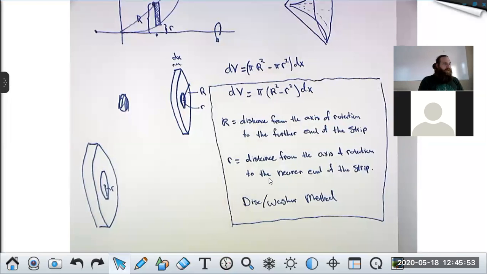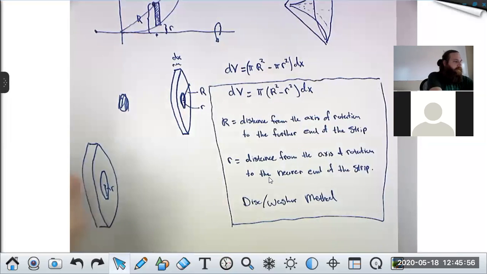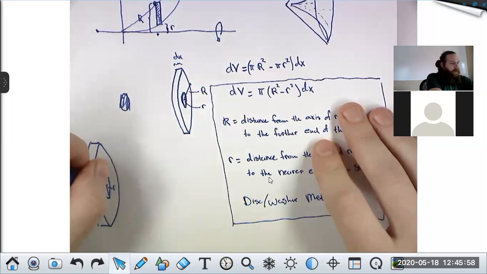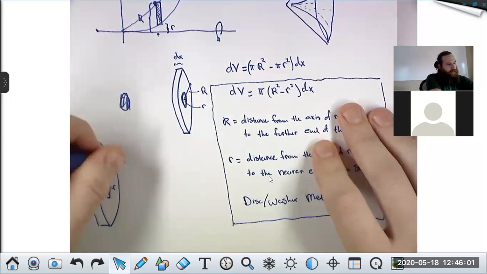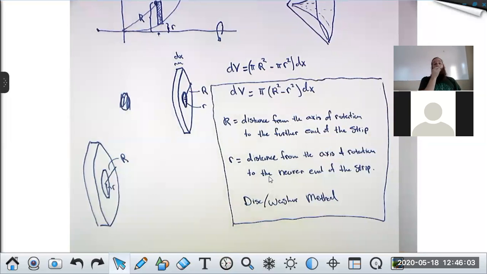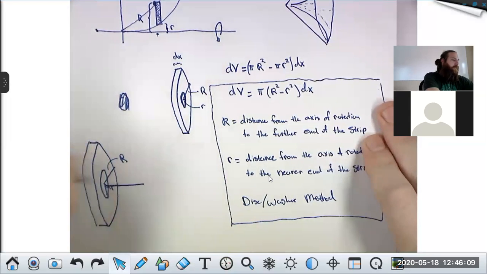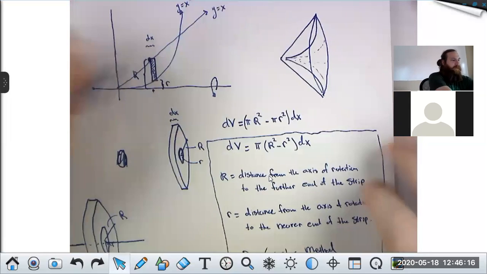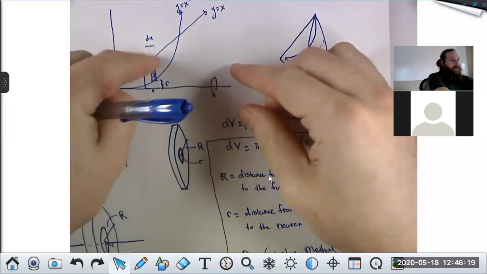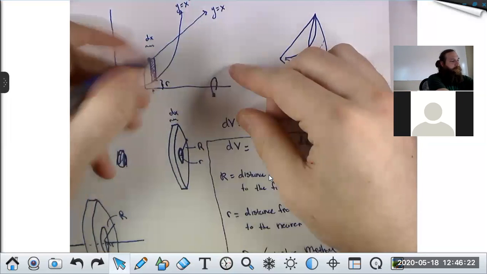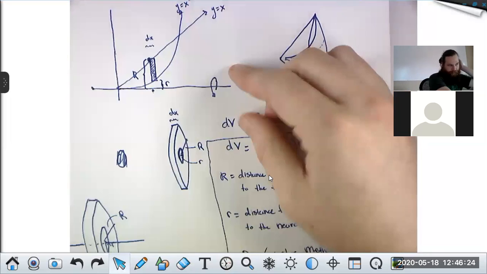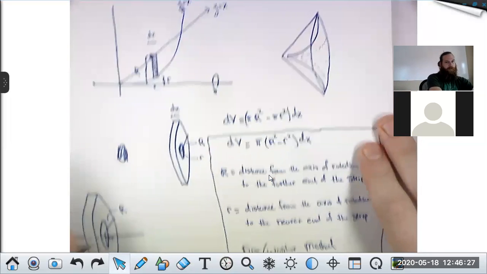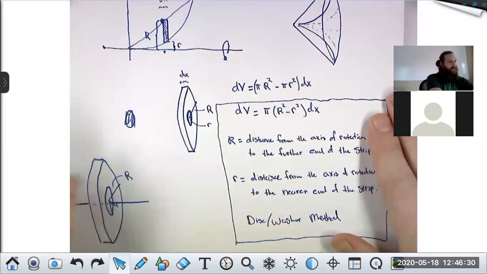And then large R is the distance from the very center here all the way out to the edge. So that's the distance from the axis of rotation to the further end of the strip. In other words, the axis of rotation runs right through this thing. You imagine just revolving this strip, like I could pick this up and spin it around. If I just revolved this strip, there would be a little gap in the middle of the solid created. That is this gap right down here.